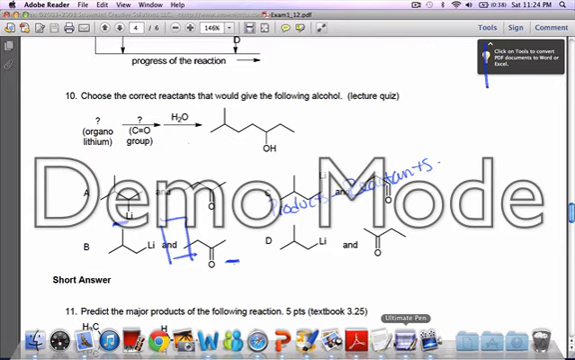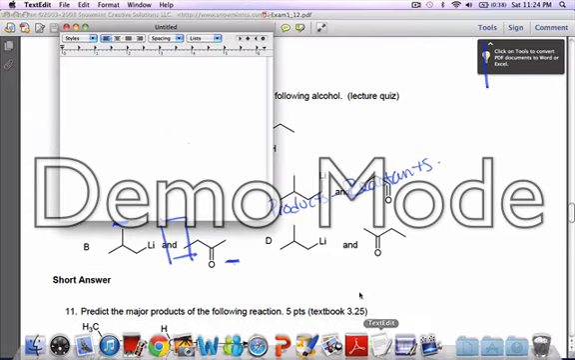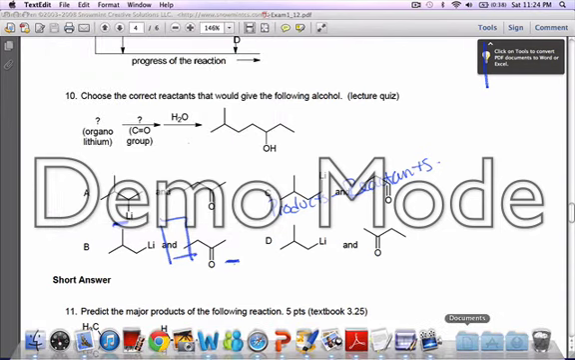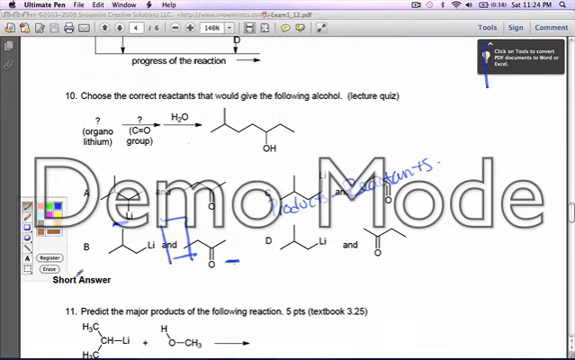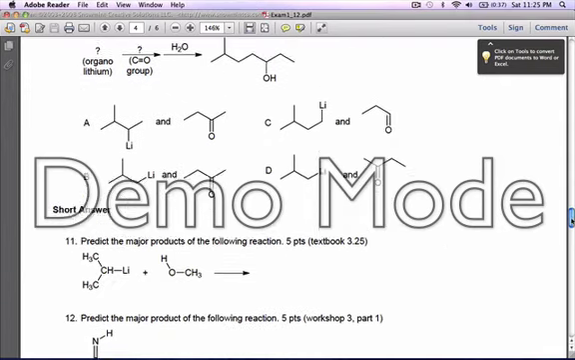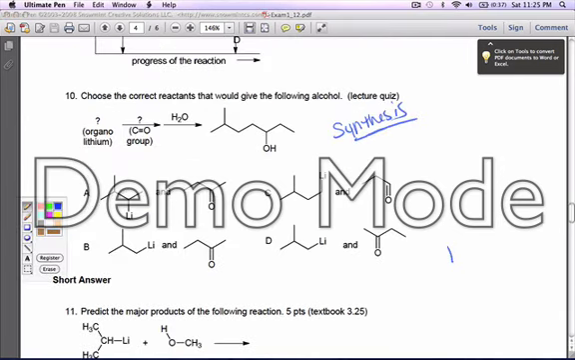And this over here is organolithiums, which are going to be covered in a later chapter. So I honestly do not think that this is going to be tested on. This is a synthesis, which is going to be covered later on after your first exam.